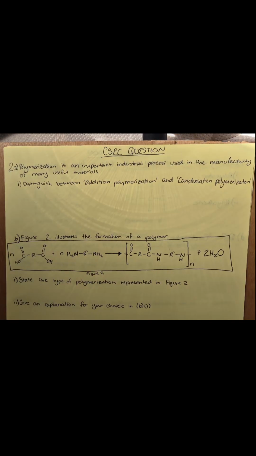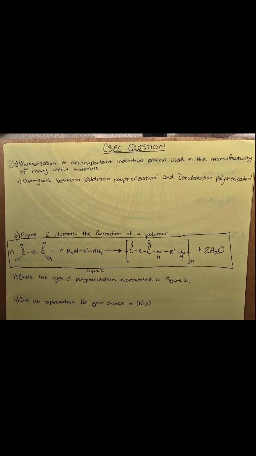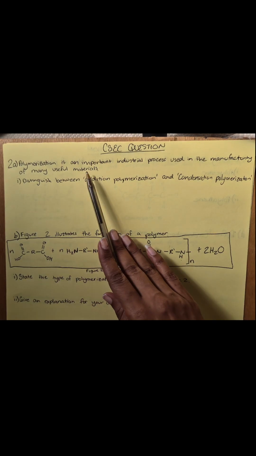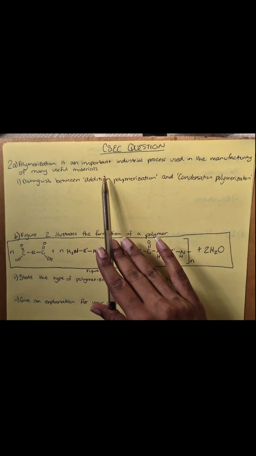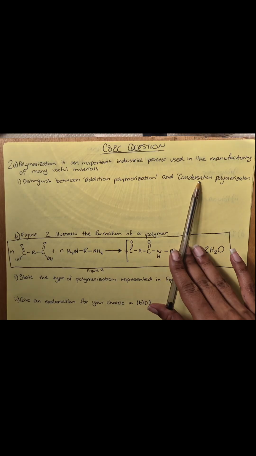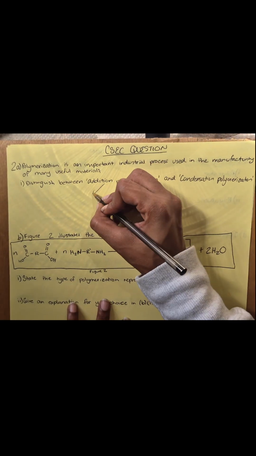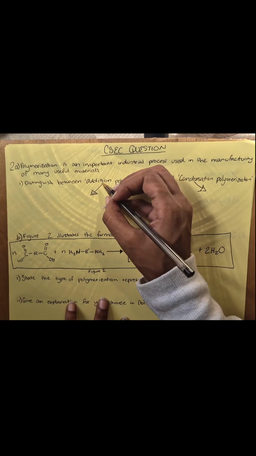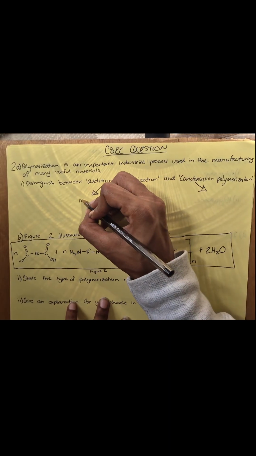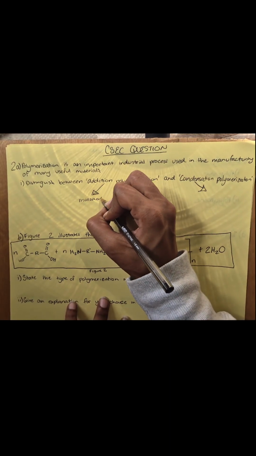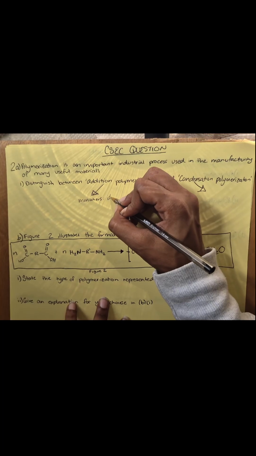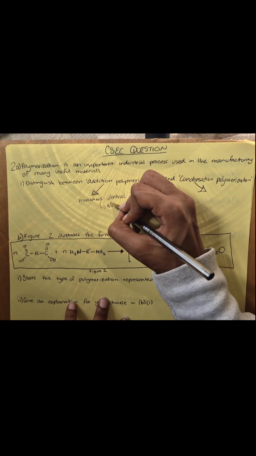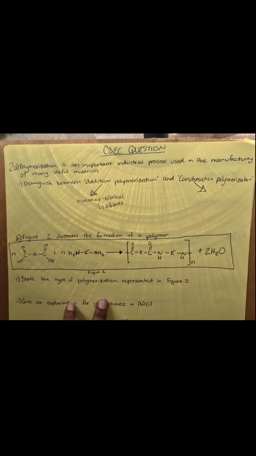Next question. Polymerization is an important industrial process used in the manufacturing of many useful materials. Distinguish between addition polymerization and condensation polymerization. So I'm just going to use arrows so we can distinguish, just to make this quick. So in addition polymerization, we already know one thing. The monomers are identical, or they use the same monomers, and they're alkenes. So that's something you could say.